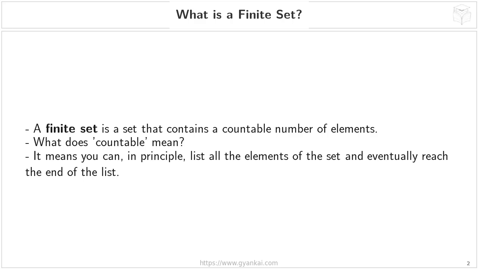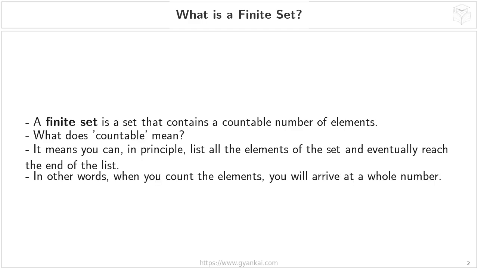Well, it means that you should theoretically be able to list out all the items in the set, one by one, and eventually stop, reach the end of the list. Think of it like counting apples in a basket. You start at 1, and you keep going until you've counted every single apple. In other words, when you finish counting all the elements in a finite set, you'll end up with a whole number. You won't get a fraction, a decimal, or anything else. It will be a number like 0, 1, 2, 3, and so on.